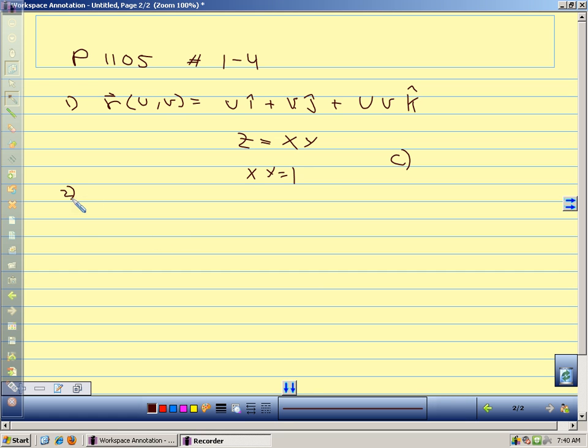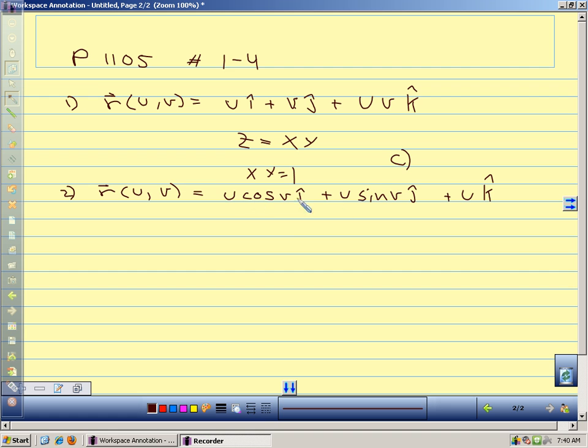All right, the second one. We have our parametric equation. r of u and v is u cosine v i plus u sine v j plus uk. What kind of relationship do we see between our parameters here? x and y make a circle.